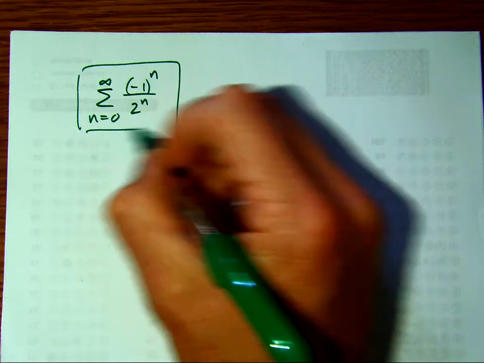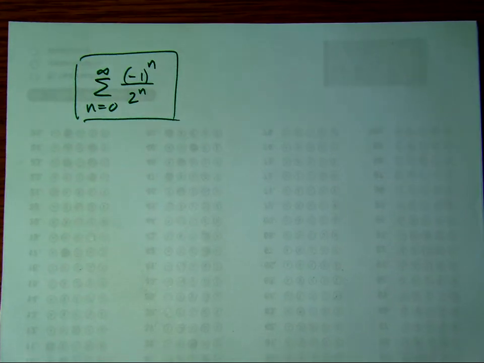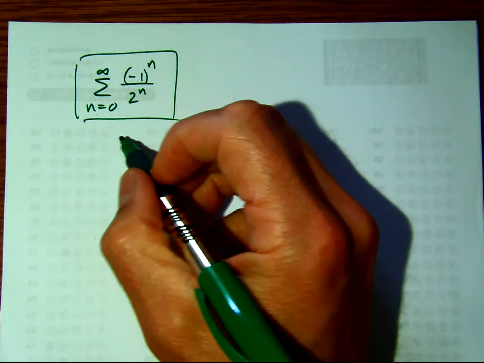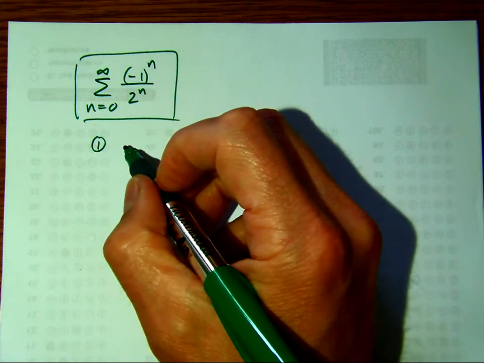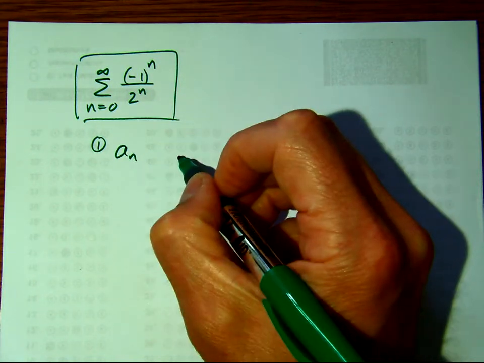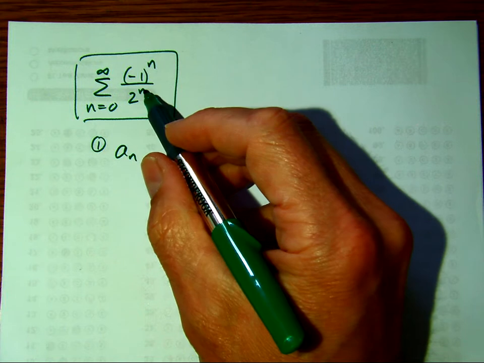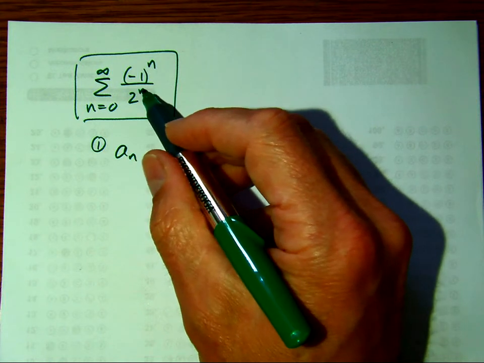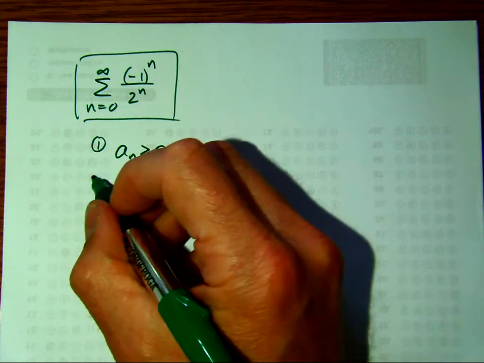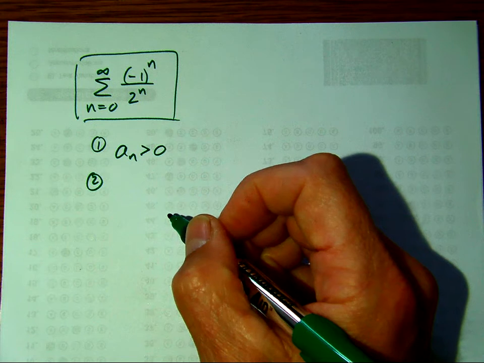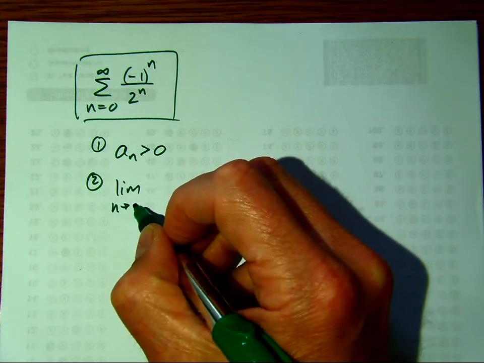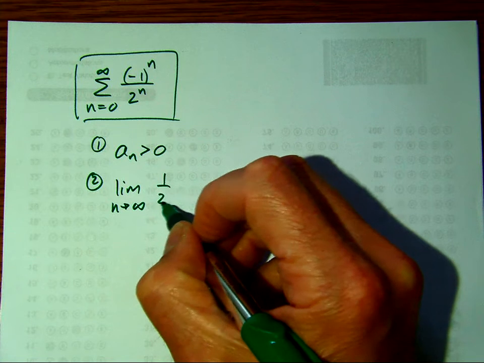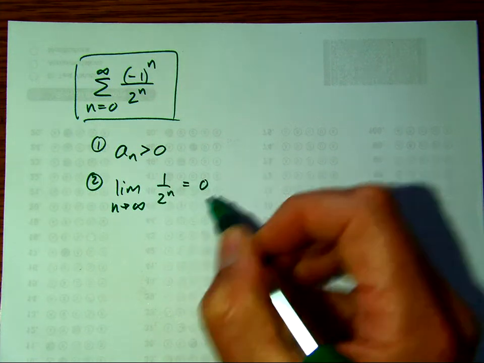Alright, pause the video and try that one. First thing we check is, are the terms of the sequence positive? Put a 0 there and we get a 1. Put a 1 there and we get a 2. They're all positive. We need to know if the limit of the sequence is 0. Yes, because the denominator increases.